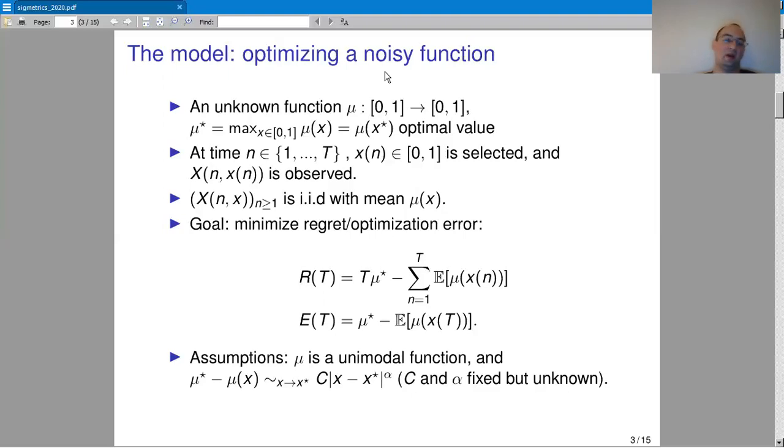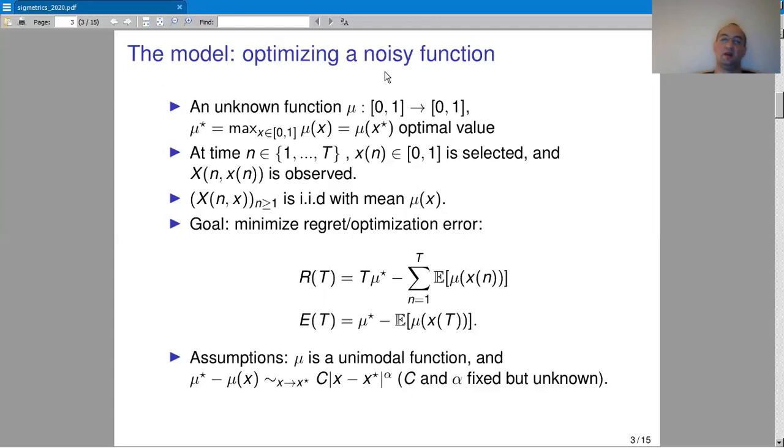Another performance measure, which is classical for people who do optimization, is simply the optimization error. It is the difference between mu star, the optimal value of the function, and mu(x_t), which is the last point selected by the algorithm. Note that to get a small regret, we need to have a small optimization error, but the contrary is not true. There are some algorithms that have a small optimization error, E(t), but a large regret.